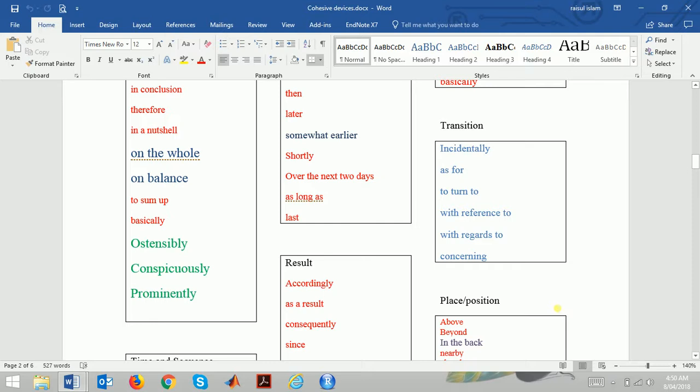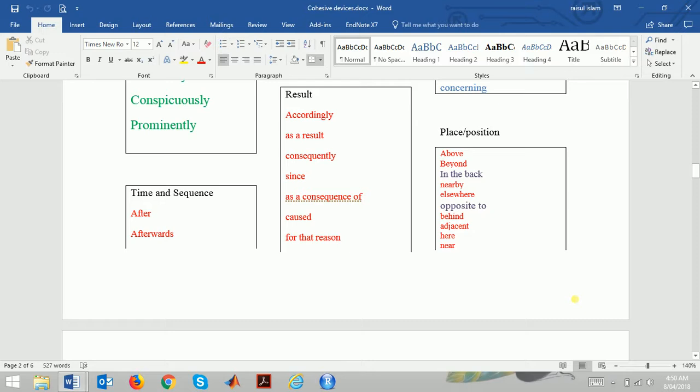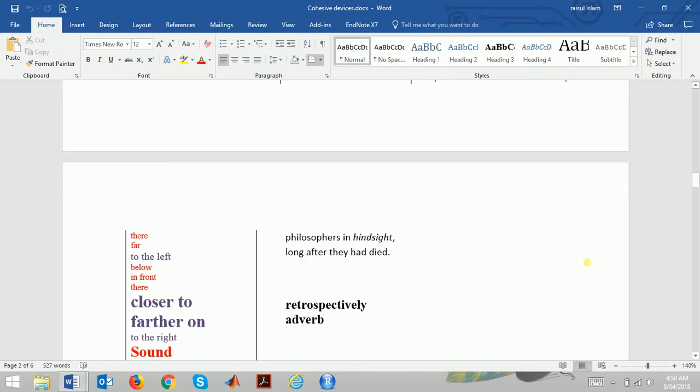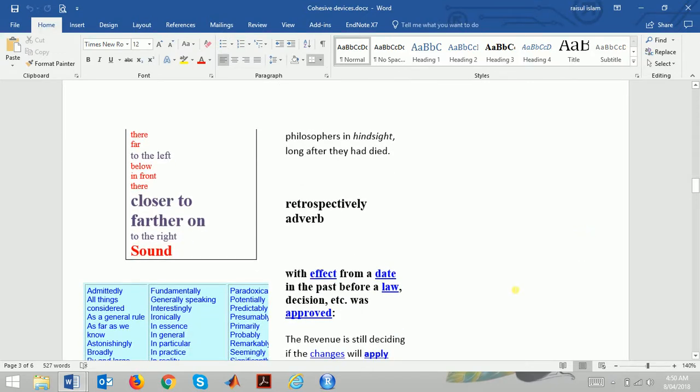Transition: incidentally, as for, to turn to, with reference to, with regards to, concerning. Place or position: above, beyond, in the back, nearby, elsewhere, opposite to, behind, adjacent, here, near, there, far, to the left, below, in front, closer to, further on, to the right.